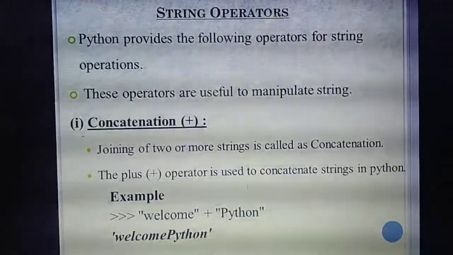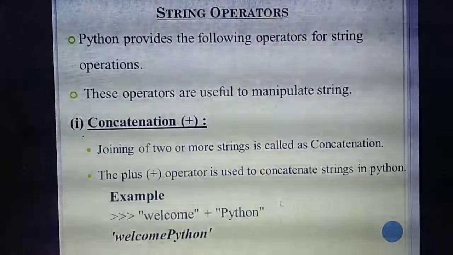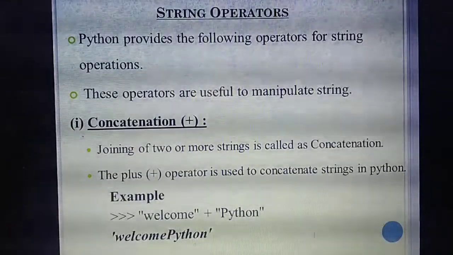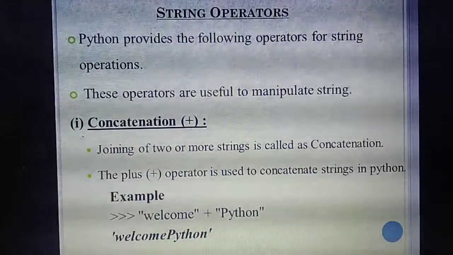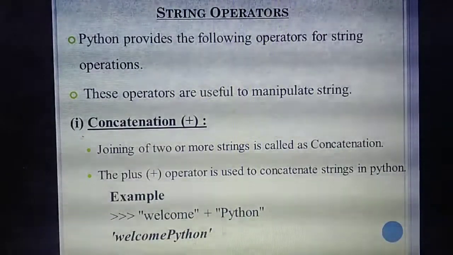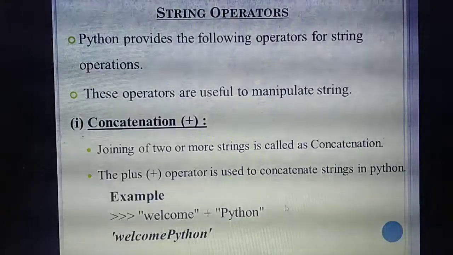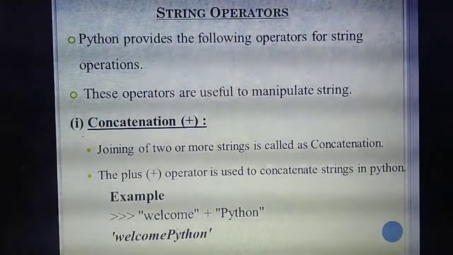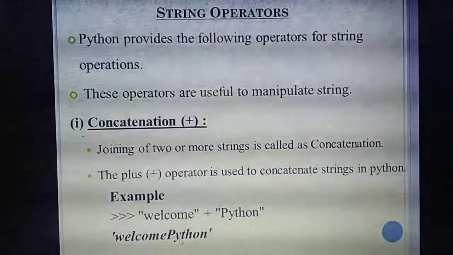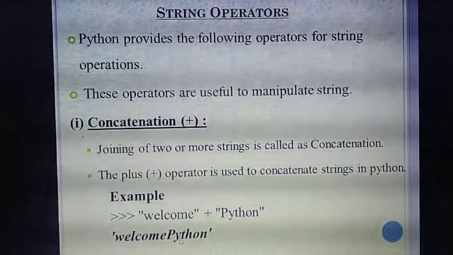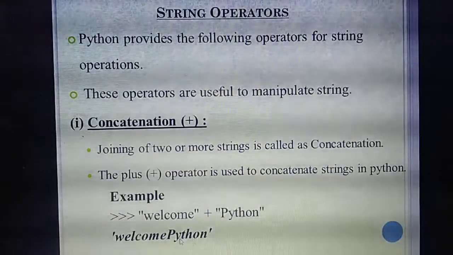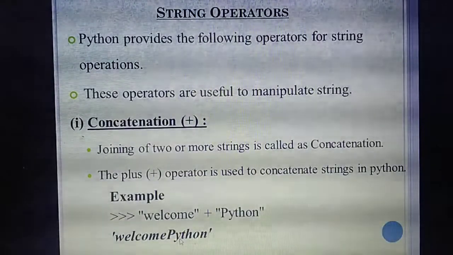Similarly, you can join three words. For example, Welcome plus "to" plus Python. Three words you are going to join: Welcome to Python. Now you run the program and you will get the output like this. Understand the first operator, concatenation? What's the meaning of concatenation? Joining of two or more strings. Anywhere you can do it, for example, in a paragraph.